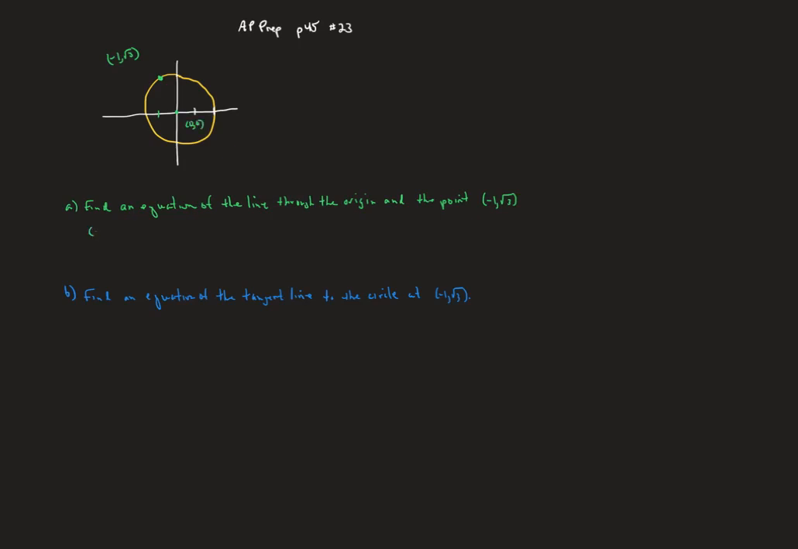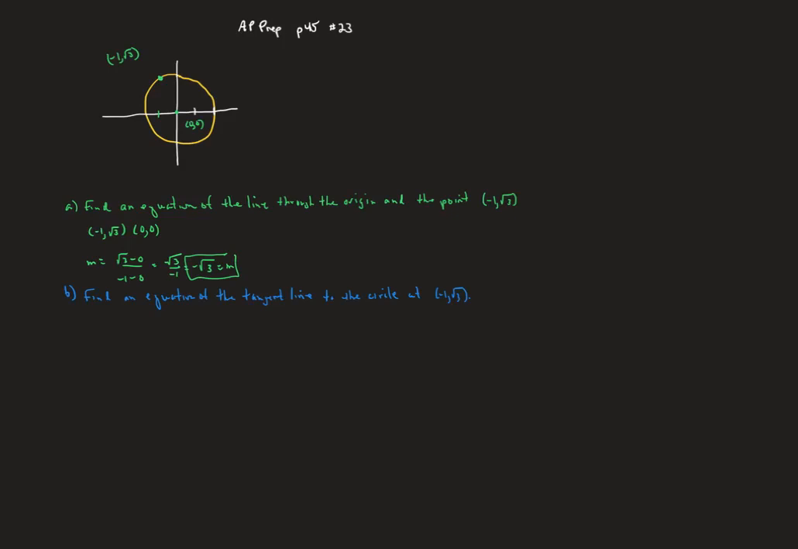So using our (-1, √3) and (0, 0), we can find the slope between those. I'm going to take the y coordinate, √3 minus 0, over the x coordinate, -1 minus 0. That will give us √3 over -1, or negative √3. So that is our slope.